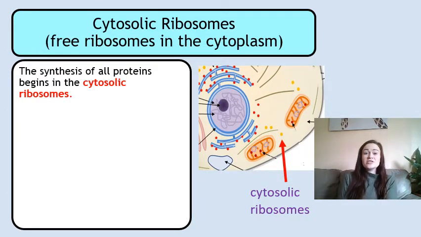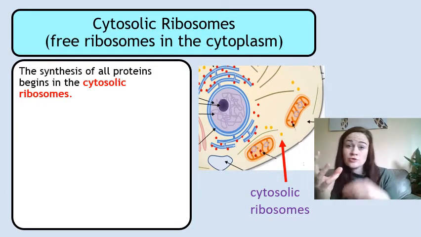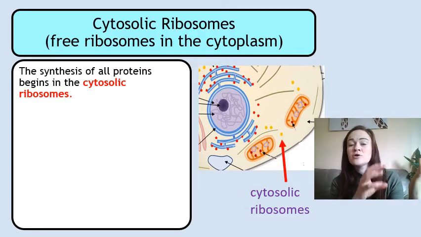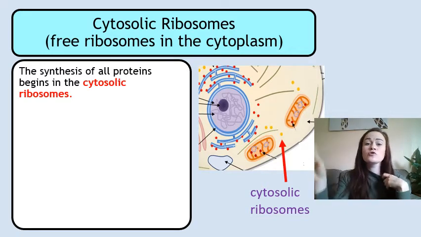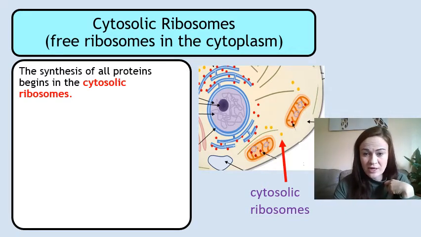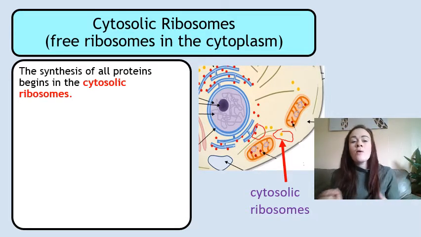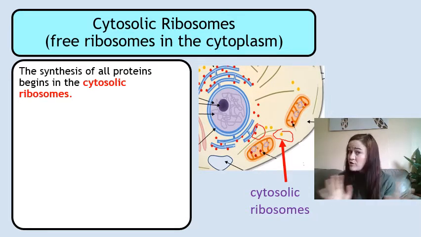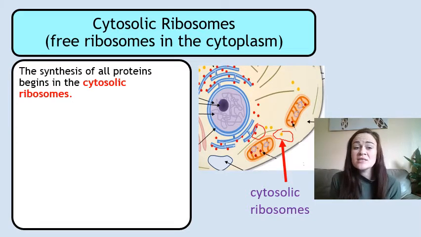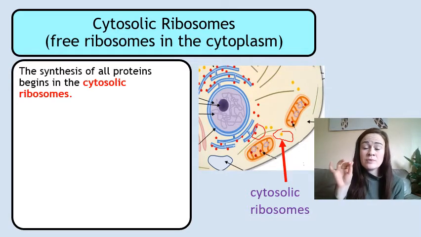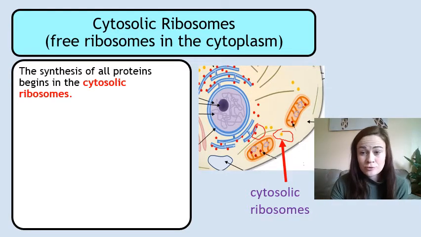Now, the cytosolic ribosomes. We've got some ribosomes that are on the endoplasmic reticulum, and there are other ribosomes that are free floating in the cytoplasm. If we look at this diagram here, we've got our cytosolic ribosomes there, and here we've got our ribosomes attached to the ER. Now, protein synthesis, whatever protein we're talking about, begins in the cytosolic ribosome. It doesn't start in the ribosomes at the ER, it begins in the cytosolic ribosome.